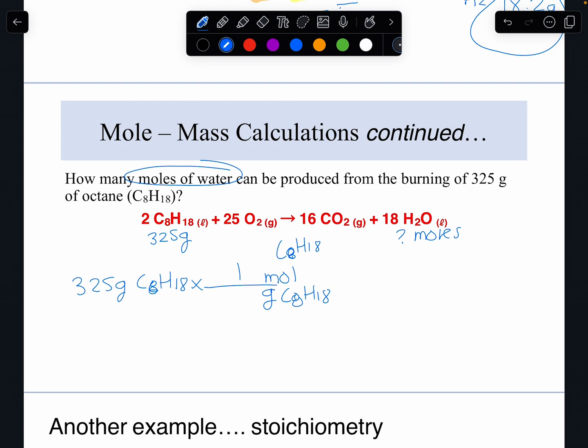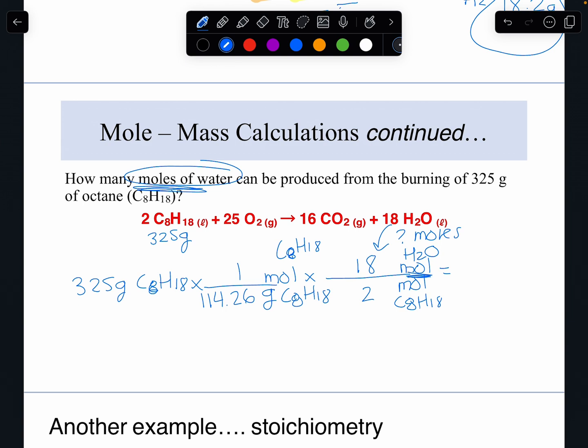So when we calculate the molar mass of C8H18, we get 114.26. Again, yours may be a little different if you used a different periodic table, but hopefully close. And again, that 1 goes here because of the mole to gram relationship. Now I can dive right into that new step, my mole ratio, and go from what I started with to what I'm trying to end up with, which is 18 is going to go here, and the 2 in front of the C8H18 is going to go there.